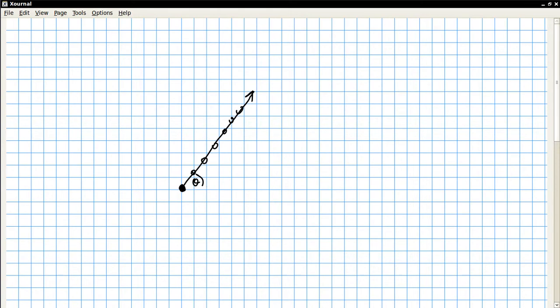and so we expect that the real path will be something more or less like this. In fact, you've probably computed this in calculus and saw that it actually is a parabola.